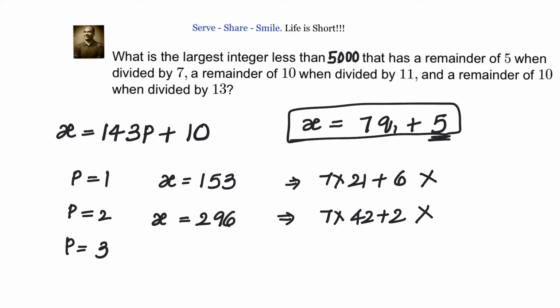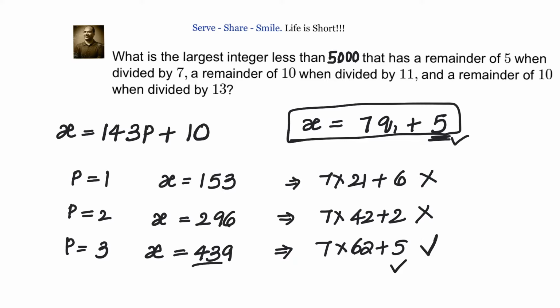We want remainder 5. Let us take p equals 3. Then x will be 143 times 3 plus 10, which equals 439. Now this can be written as 7 times 62 plus 5. This is where we got our remainder of 5. So the least number which satisfies all three conditions is 439, but that is not what we want. We want the largest integer less than 5000.